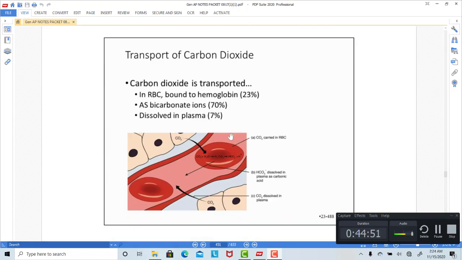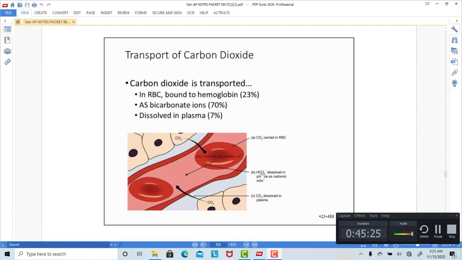Carbon dioxide, on the other hand, is also bound to hemoglobin, but it's also found as bicarbonate ions, which is written as HCO3-, something that is a part of carbonic acid. Remember, we talked about how a lot of carbon dioxide can drop your pH because carbon dioxide can be found in carbonic acid. And part of that carbonic acid can ionize into bicarbonate ion.